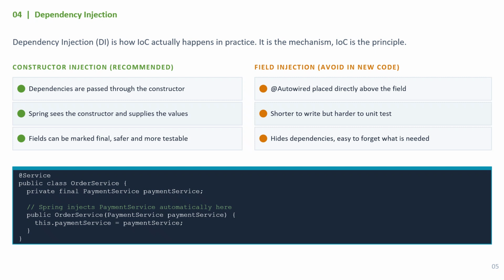The second way is field injection, and this is something you should avoid in new code. Here, the @Autowired annotation is placed directly above the field. It is shorter to write, but it is harder to unit test, and it hides what dependencies a class actually needs, which makes it easy to forget something important. Look at this code example. We have an OrderService class with a final PaymentService field. Spring injects PaymentService automatically through the constructor right here. This is the pattern you should get comfortable with because you will use it constantly once you start building real Spring Boot applications.